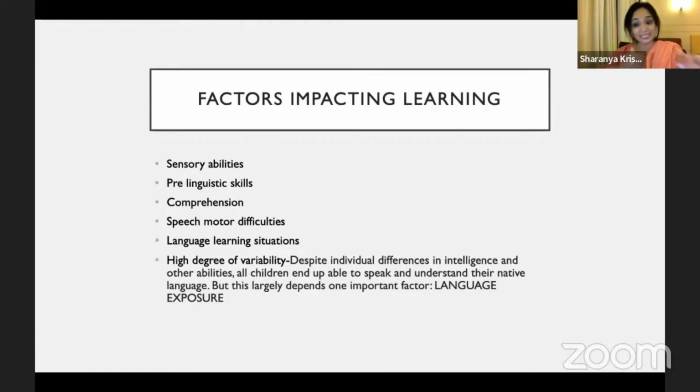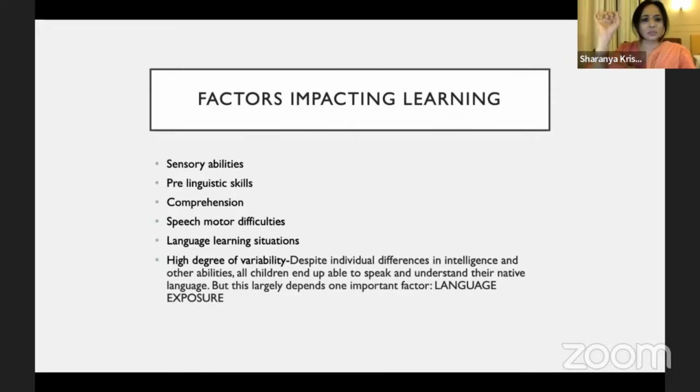So when you work with them, it's a lot of fun. It's a lot of interaction. They are so proactive during the session. So it's very interesting and a lot of fun to work with them, only because they comprehend a lot. They are able to understand most of what is said to them. Now, the next most important factor is speech motor difficulties.